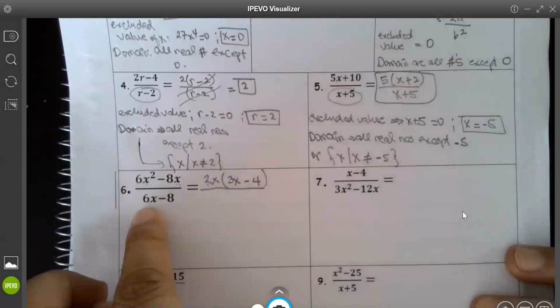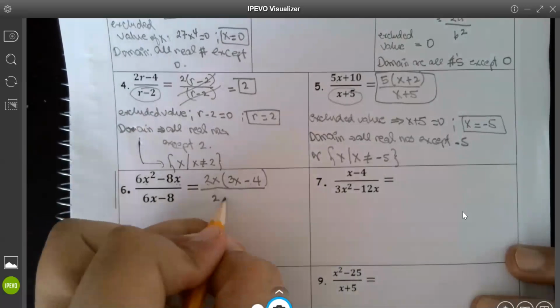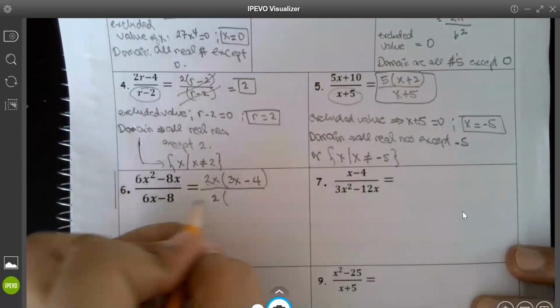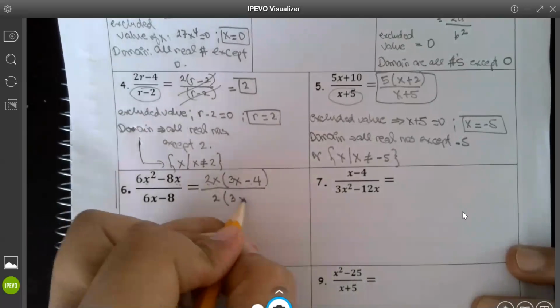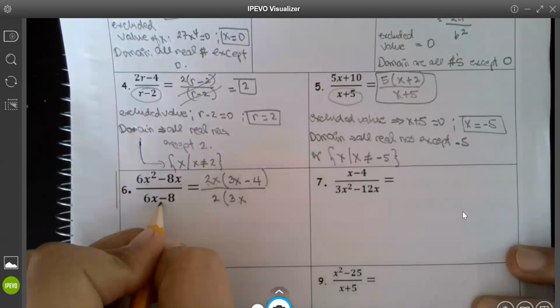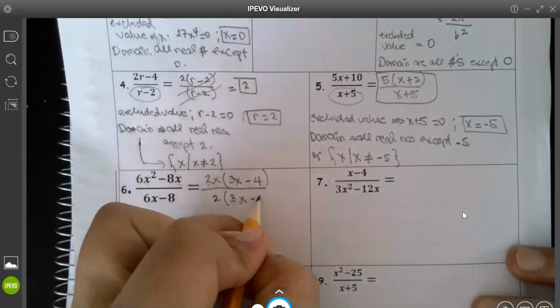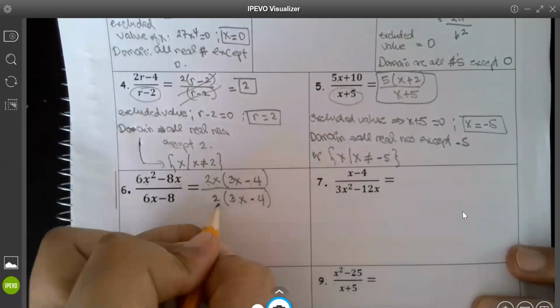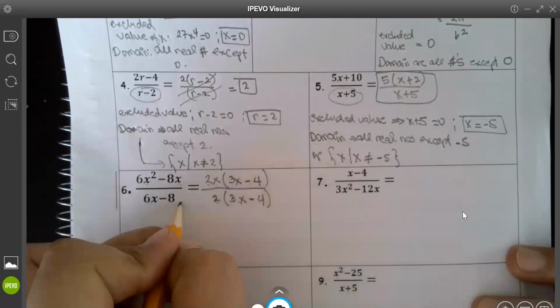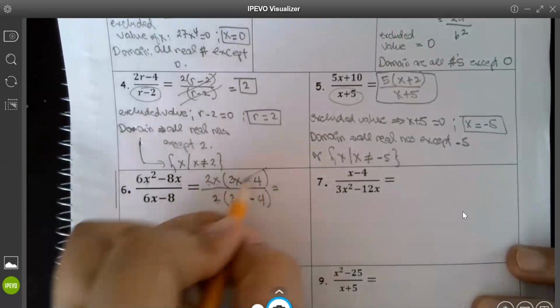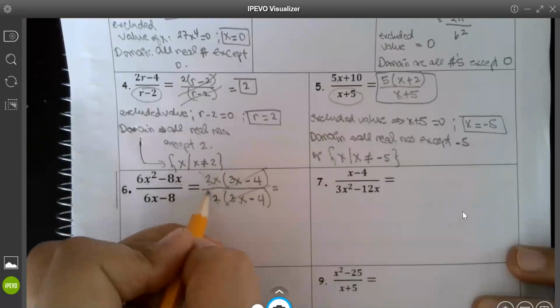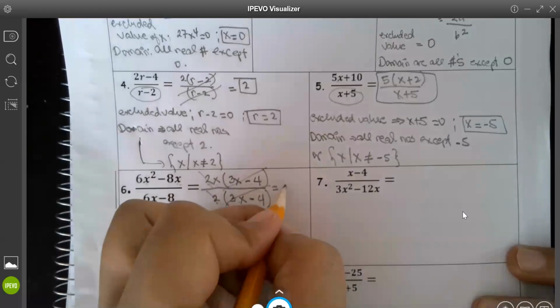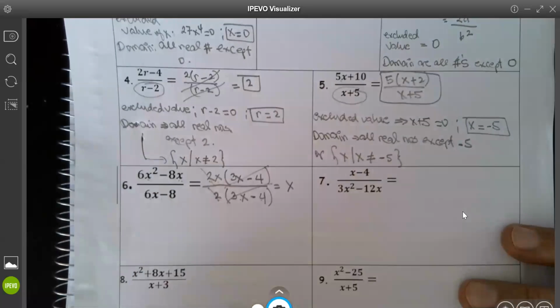Divided by this one, the one is 2. And then this one is 3x. 2 times 3x is 6x. And then this will be 4. 2 times negative 4 is negative 8. And so your 2 and 2 will cancel out. So what is left is just x.